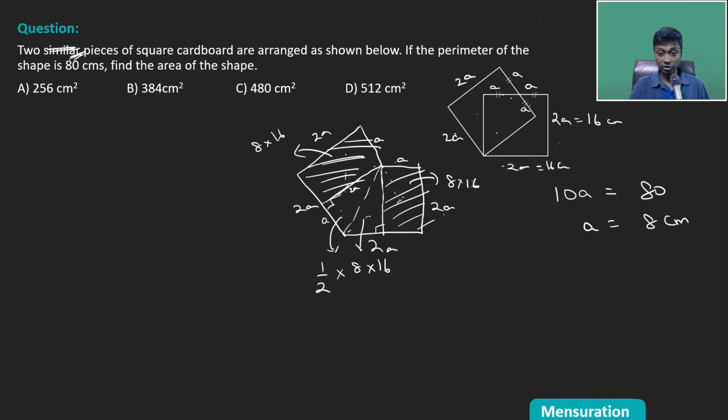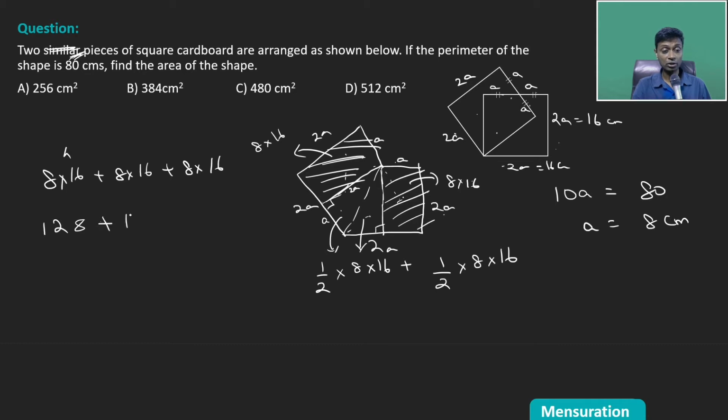Which will be nothing but the area of this triangle. So adding these two, half into 8 into 16 plus half into 8 into 16, both put together would be 8 into 16. Or we are looking at 8 into 16 plus 8 into 16 plus 8 into 16. 8 into 16 is 128, so 128 plus 128 plus 128 square centimeters, which is 384 square centimeters.